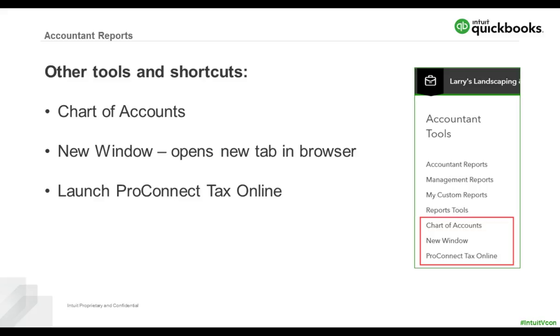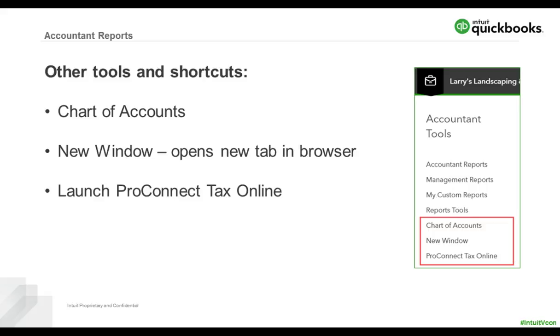And then finally, on the Accountant Toolbox, we have a few other things. They're just shortcuts. One is a shortcut to the chart of accounts. And the other is, it says New Window. That's just another way to duplicate the tab.